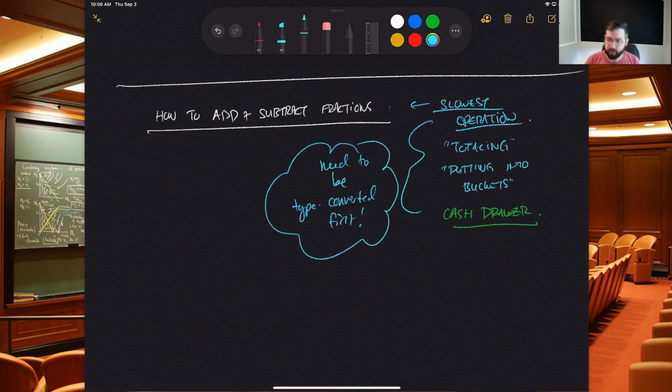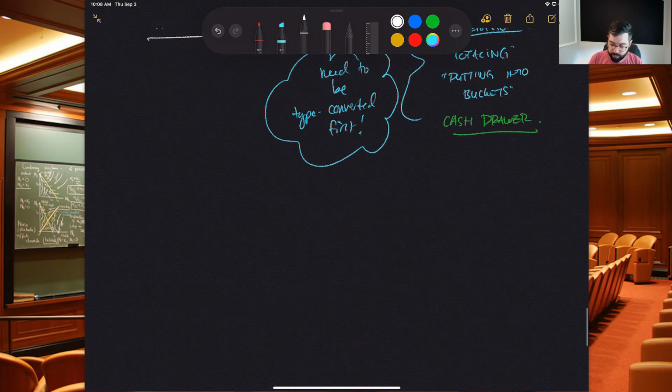Okay? So with this slowest operation, we actually have to be the most careful, because they have to be the same type. And this is an idea that we'll continue into when we get to algebraic expressions with variables. Things need to be of the same type. And adding and subtracting is slow. Putting them into the buckets is slow. So how do we do this?